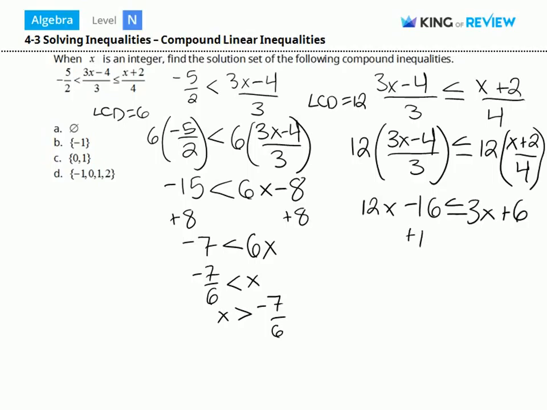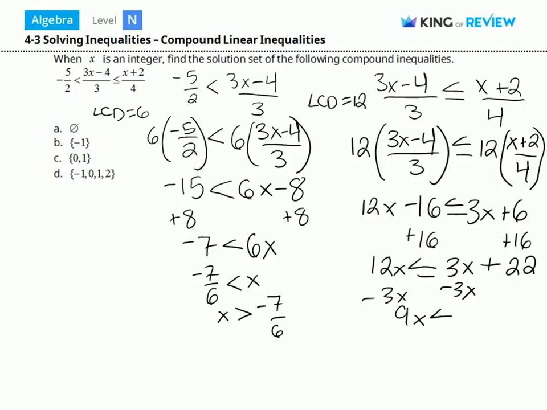And I'll add 16 on both sides. This gives us 12x is less than or equal to 3x plus 22. And then I'll subtract a 3x on both sides. This gives us 9x is less than or equal to 22, and dividing by 9 on both sides, we get x is less than or equal to 22 over 9.